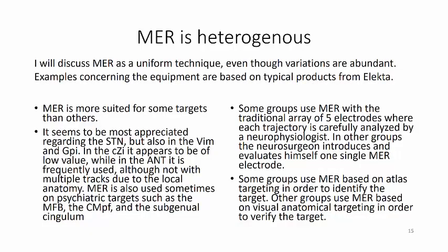Microelectrode recording is also heterogeneous. I will discuss it here as a uniform technique, but variants are abundant. It is more suited for some targets than for others. It seems to be most appreciated regarding the STN, but also in the VIM and GPI. In the caudal zona incerta, it appears to be of low value, while in the anterior nucleus of the thalamus it is frequently used, although not with multiple tracks due to the local anatomy. It is sometimes used in psychiatric targets.